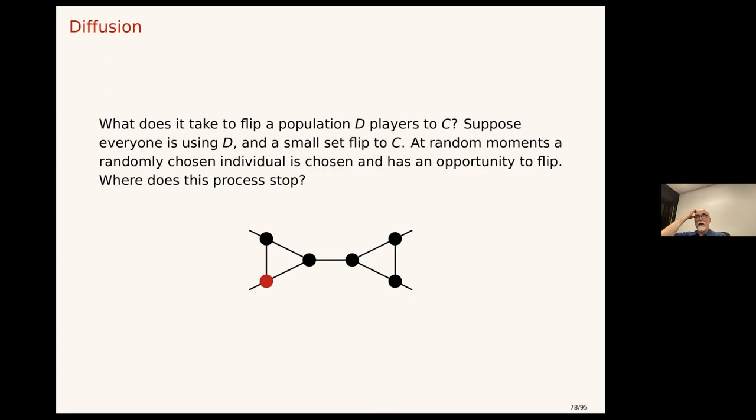We're going to start with this initial seed, let's say this red dot down below is choosing C. And we're going to have random time, random person. Actually, we don't even need random moments. At period one, we're going to choose a person at random and give that person an opportunity to flip. And then at period two, we're going to choose another person and give that person an opportunity to flip.